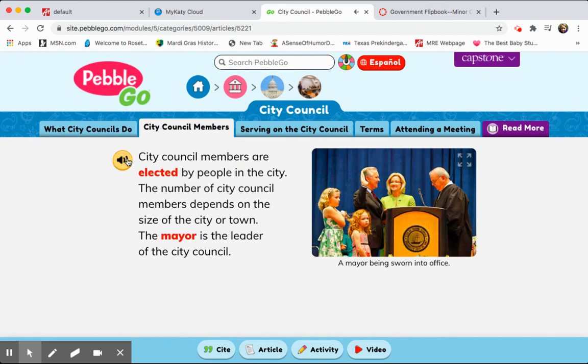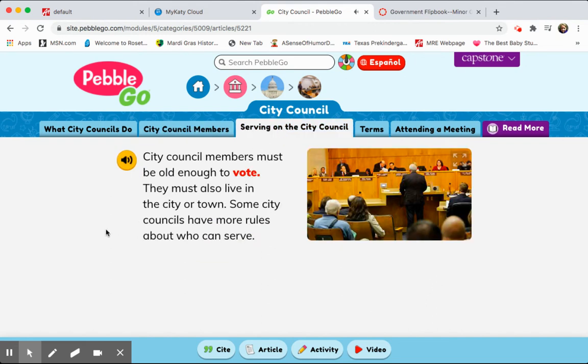City Council members. City Council members are elected by people in the city. The number of City Council members depends on the size of the city or town. The mayor is the leader of the City Council. Serving on the City Council. City Council members must be old enough to vote. They must also live in the city or town. Some city councils have more rules about who can serve.